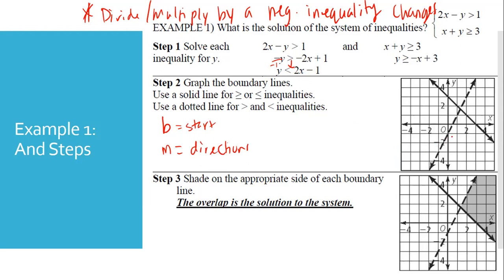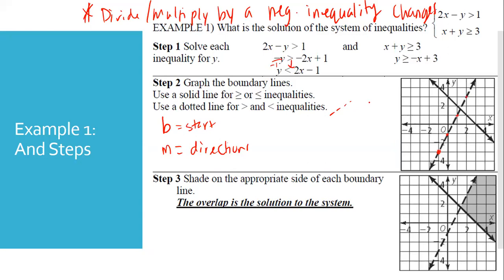So for my first one, we have y is less than 2x minus 1. Its b is negative 1, so I'm going to start at negative 1. My slope is 2, so I'm going to rise 2 and run 1, rise 2, run 1. To get the other side, we fall 2, run 1, fall 2, run 1. Notice that it is a dashed line, and that's because it is strictly less than. If it's strictly less than or greater than, then my line is going to be dashed. Less than or equal to is going to be solid.